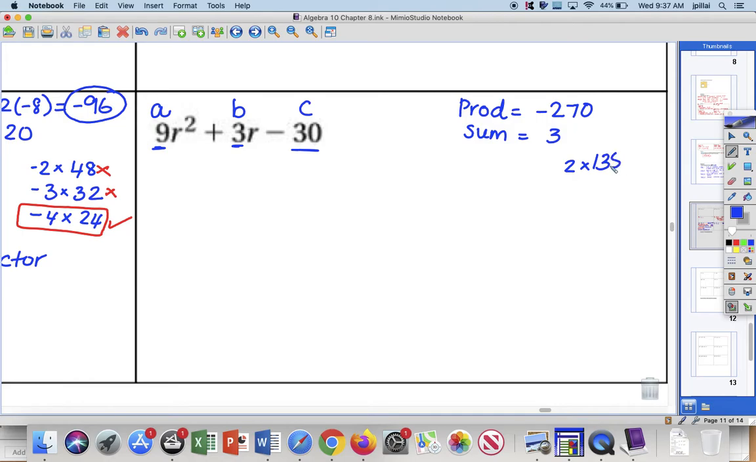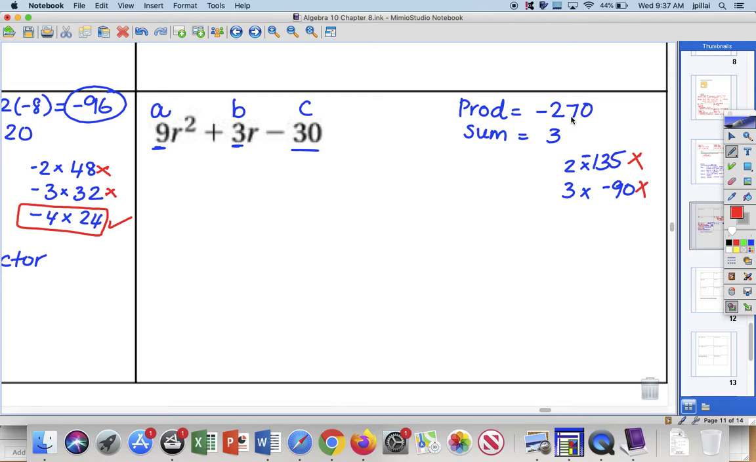All right, 135. So that obviously is not going to be one of the answers. Then 3. 3 times negative 90. So these two multiply to give you negative 270, but they don't add to give you 3. So this is not my option. This is not my option.